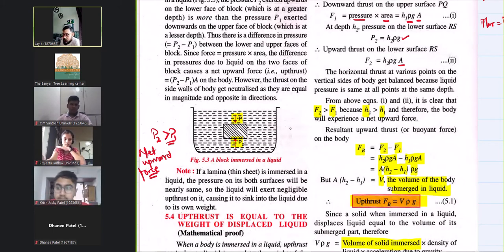The answer lies in this diagram, which I have explained in the video also. So the reason behind upthrust is that the forces exerted by the fluid on the object which is submerged in it are unequal in the vertical direction. Now suppose this block is submerged in water.